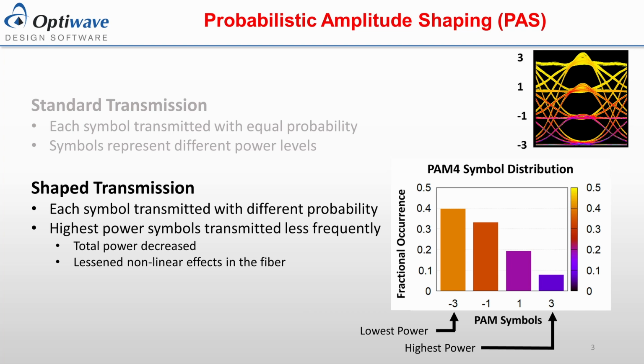Probabilistic amplitude shaping refers to the method in which each symbol is transmitted with different probabilities. In this technique, the high-powered symbols can be transmitted less frequently, and the low-powered symbols transmitted more frequently, which, among other reasons, can reduce the average power of the signal to lessen the nonlinear effects within the fiber. An electrical eye diagram of a shaped PAM4 signal can be seen at the top right.